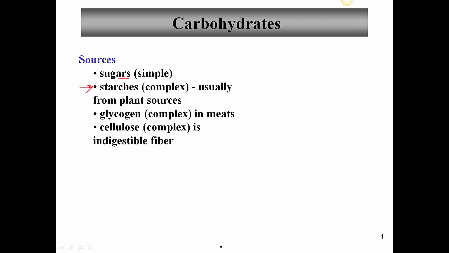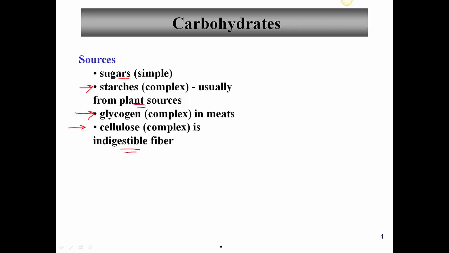Starches as well. These are starches from things like potatoes, pasta, wheat, and those sort of things, mainly from plant sources. We can also, of course, take in starches from animals in the form of glycogen. For example, when we eat muscle meats, that's glycogen that we're taking in, which is a complex carbohydrate. And finally, remember that plants have a form of polysaccharide known as cellulose, which forms for us indigestible fiber.